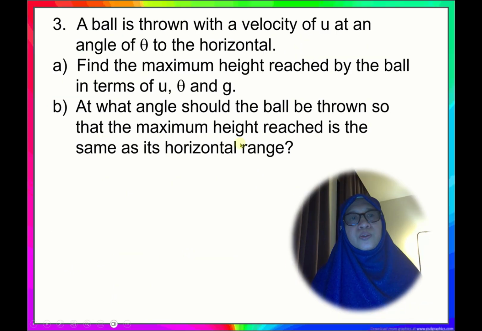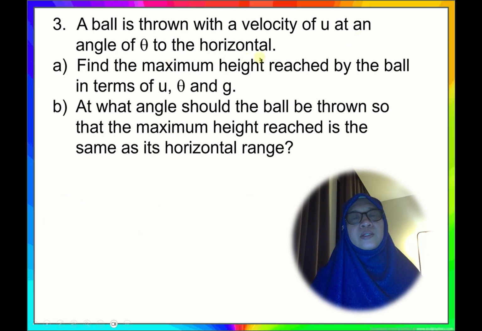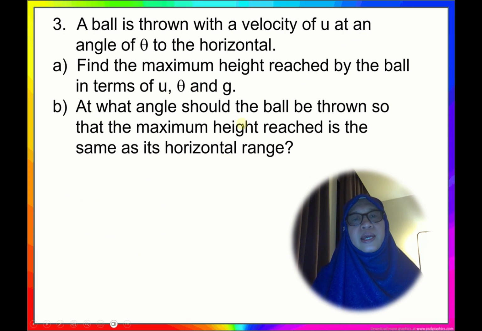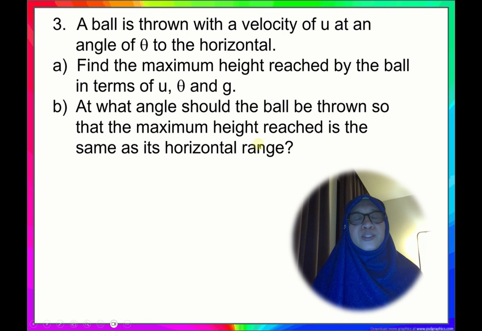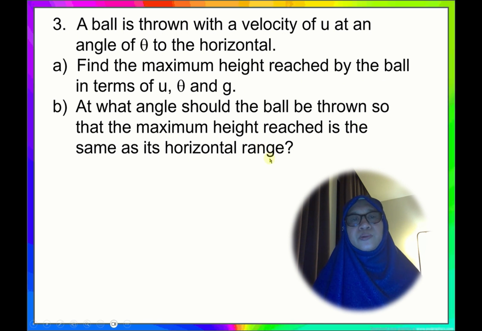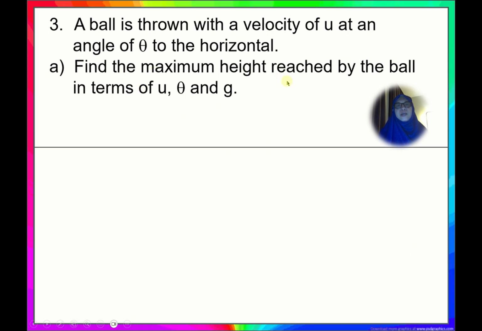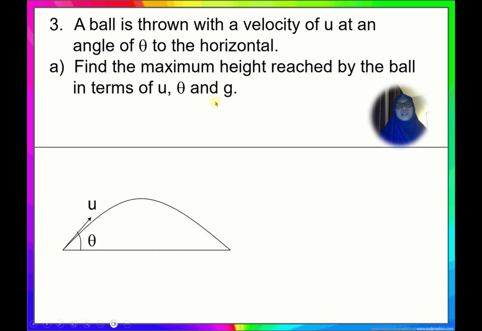Next, we go to question 3. A ball is thrown with a velocity of u at an angle of theta to the horizontal. Find the maximum height reached by the ball in terms of u, theta, and g. And then question B, at what angle should the ball be thrown so that the maximum height reached is the same as its horizontal range? So we do question A first. The maximum height reached by the ball in terms of u, theta, and g.